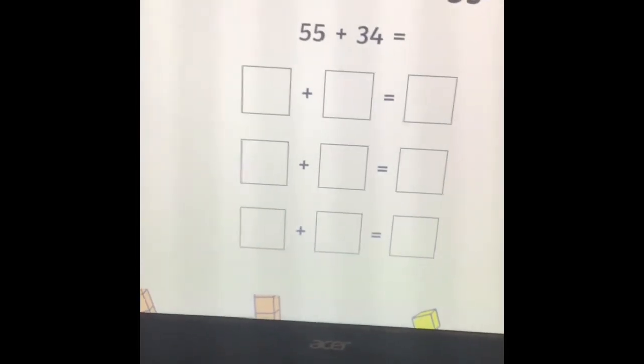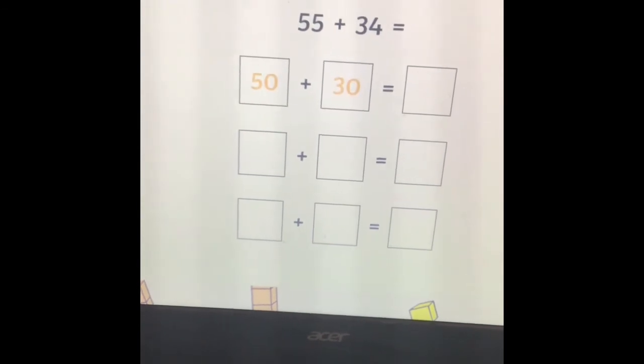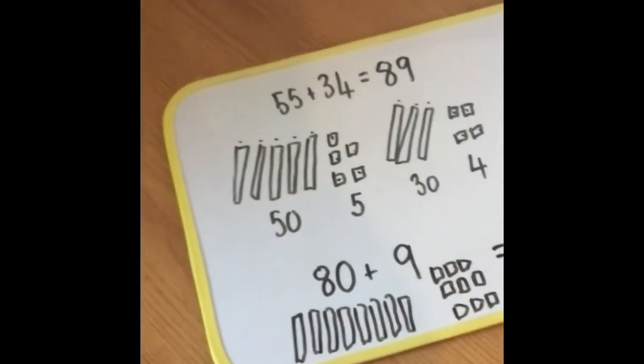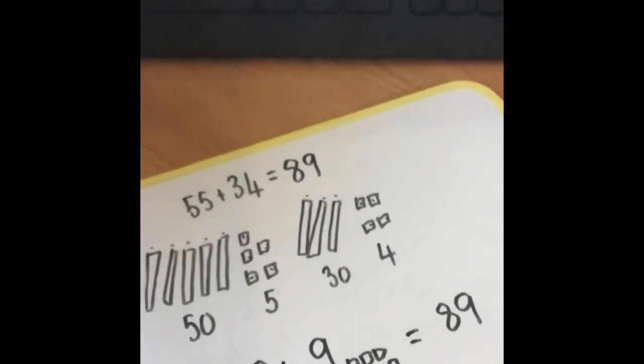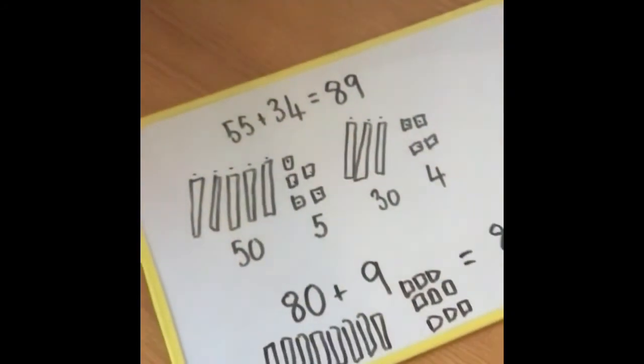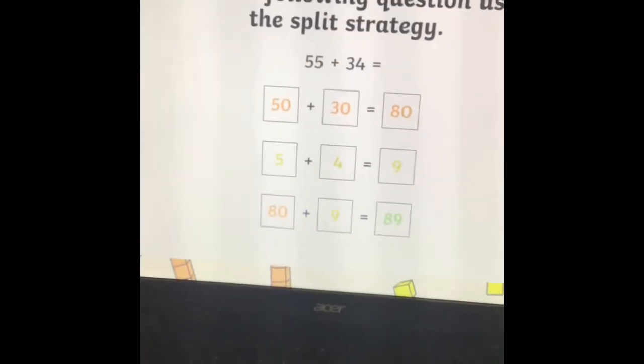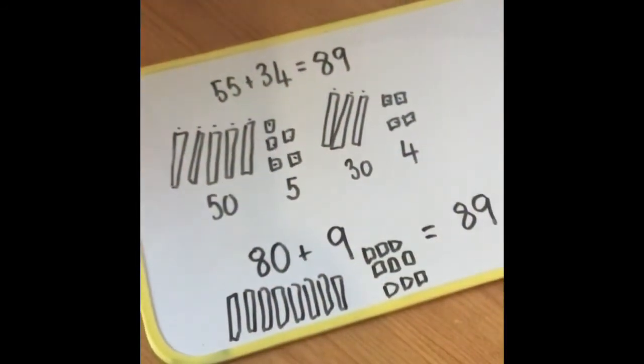We're going to add the tens first, which was 50 add 30 to make 80. So we did that first, 50 add 30. Then the ones, 5 add 4, which was, do you remember? Excellent, that was 9 when we added the 5 and the 4 here. And then you add them back together, so you need to think, what is 80 plus 9? So what was 80 plus 9? Well done, 89. So that's another wee example of how we do our split strategy.